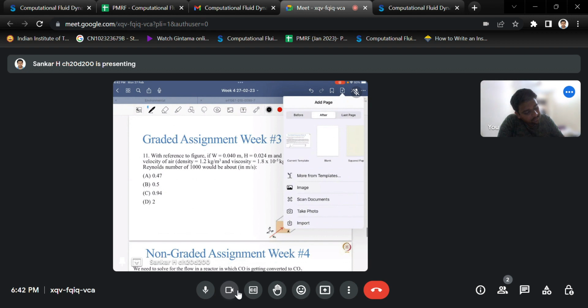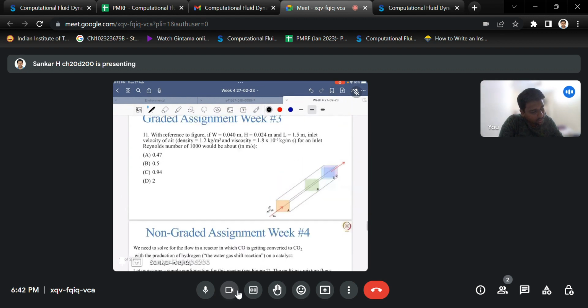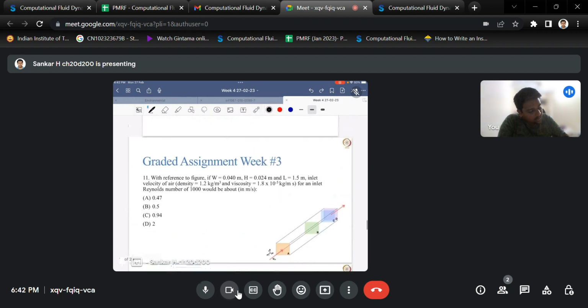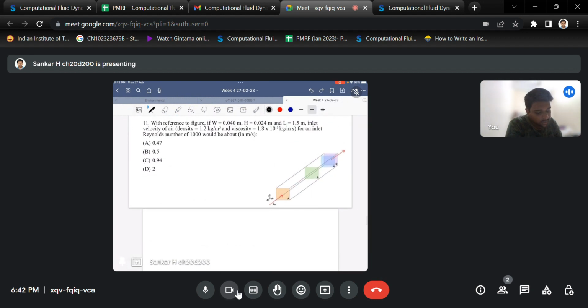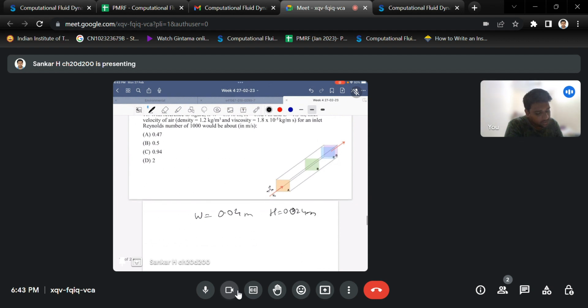Now, moving on to the last question for the graded assignments for week 3. This question I have kept as an extra question, and it is basically the same question that I have discussed before. If the width of the channel is 0.04 meter and the height is 0.024 meter, what is the velocity of air, given the density and the viscosity, for an inlet Reynolds number of 1000?